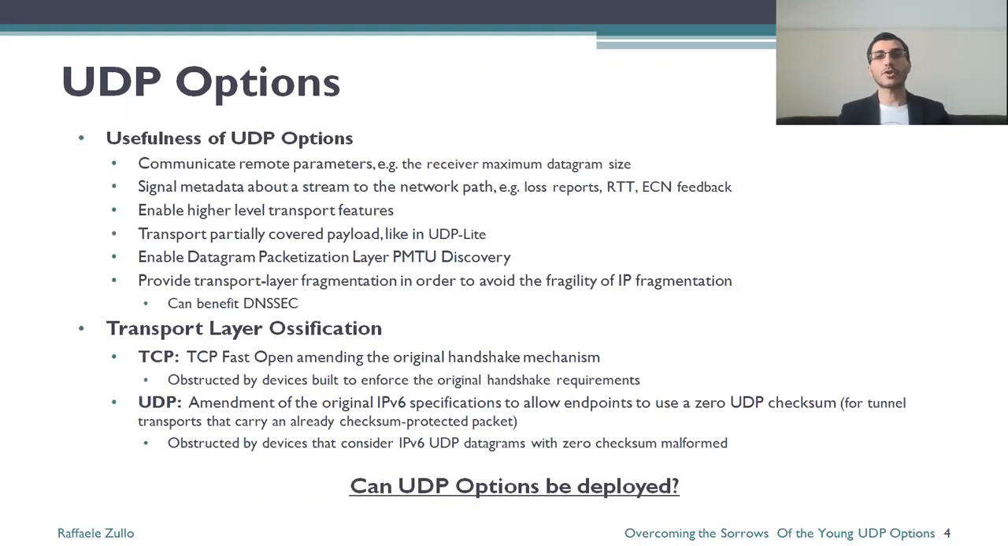There are already a number of UDP options defined in the draft. They can help to solve real-life problems. I give you just one example: the use of transport layer fragmentation can benefit DNSSEC and its larger responses. However, when we introduce a new protocol or an extension to a protocol, we usually face ossification. So it's important to understand if UDP options can be safely deployed.